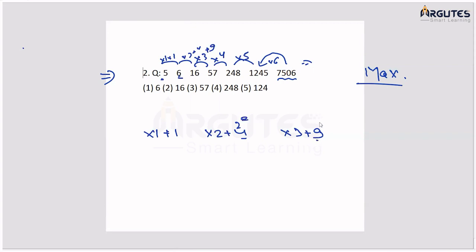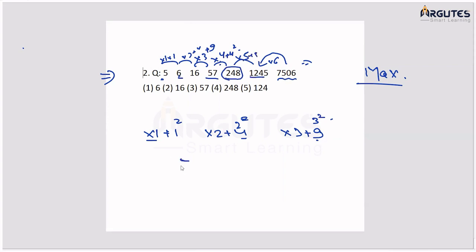Then it is 9, which means 3 square. Now the rule is confirmed: 1 into 1 plus 1 square, into 2 plus 2 square, into 3 plus 3 square, so it will be into 4 plus 4 square. Now we will check whether 57 into 4 plus 4 square is 248 or not, whether 248 into 5 plus 5 square is this or not.